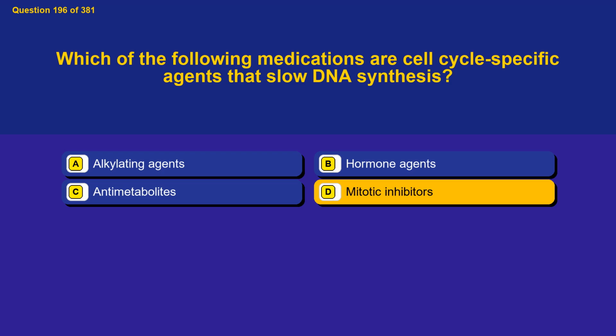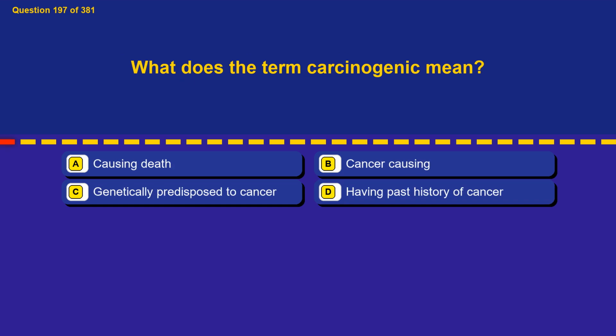The correct answer is option D, mitotic inhibitors. Question 197. What does the term carcinogenic mean? Option A, causing death. Option B, cancer causing. Option C, genetically predisposed to cancer. Option D, having past history of cancer.